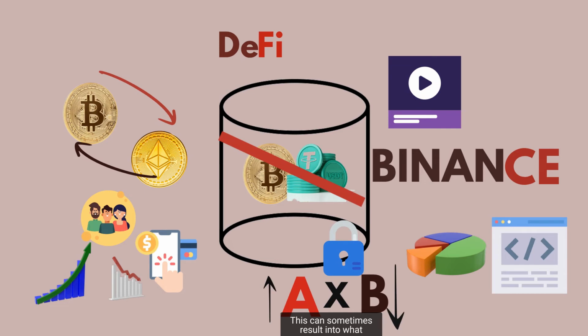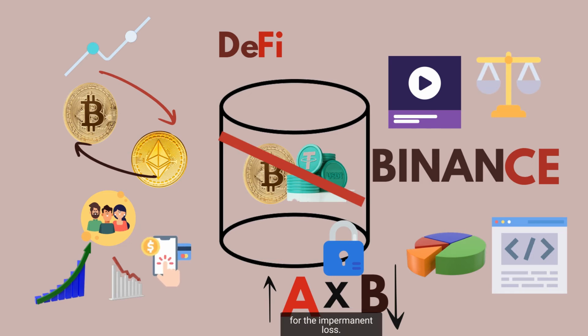This can sometimes result in what is known as an impermanent loss. It basically means your asset value in the pool after price fluctuations is lower than if you had not contributed them to the pool at all. It is called impermanent because it is temporary as prices stabilize later. However, if you withdraw your money before the prices stabilize, the loss becomes permanent. Also note that sometimes the transaction fees earned can compensate for the impermanent loss.